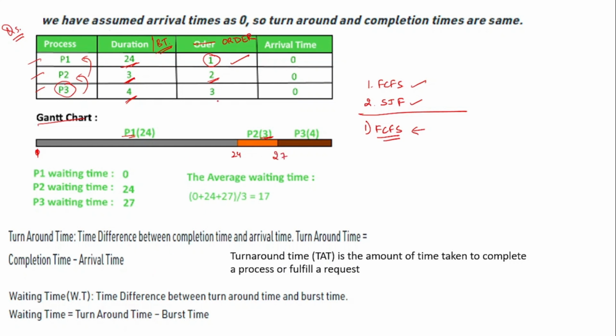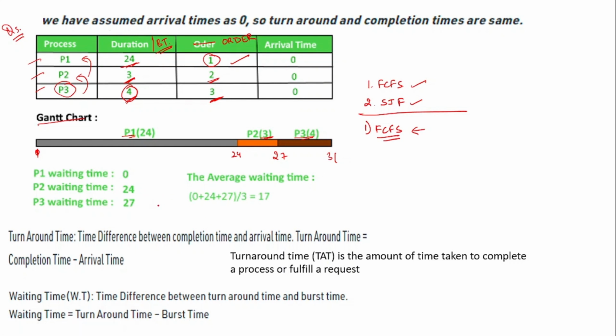Then P3 comes, the next in order. The duration of P3 is 4 seconds. Then again 4 seconds is added, and P3 is run. In this case, if I add 27 and 4, I get 31. Okay, so this is the Gantt chart here.